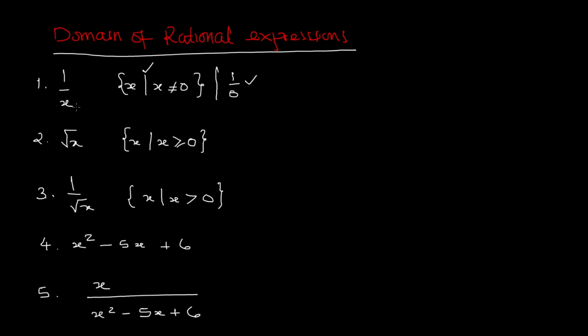So meaning that I can put a 1, I'll have a solution. I can put a -10, I'll have a solution. But the moment I put a 0 here, I don't have a solution.